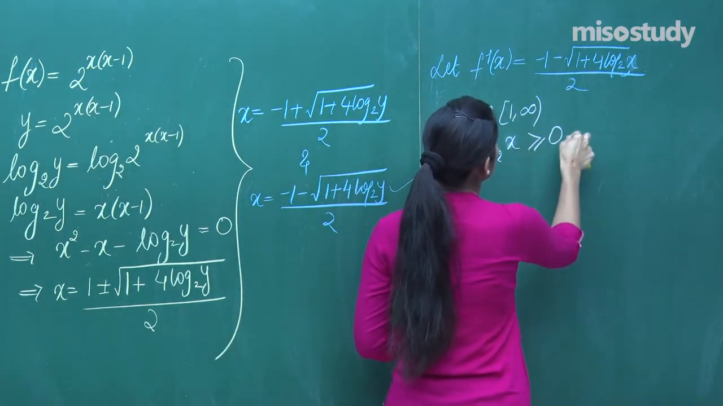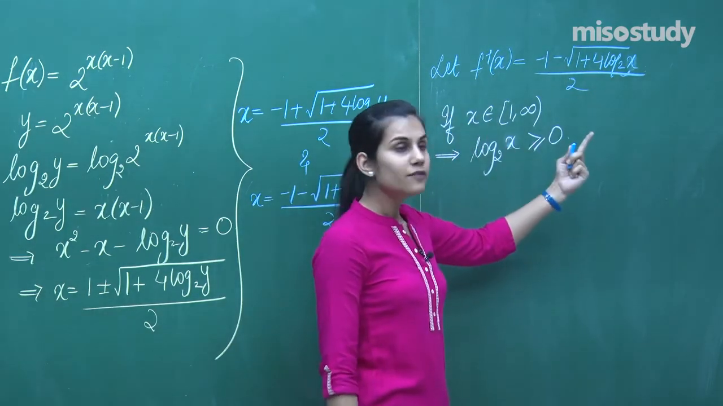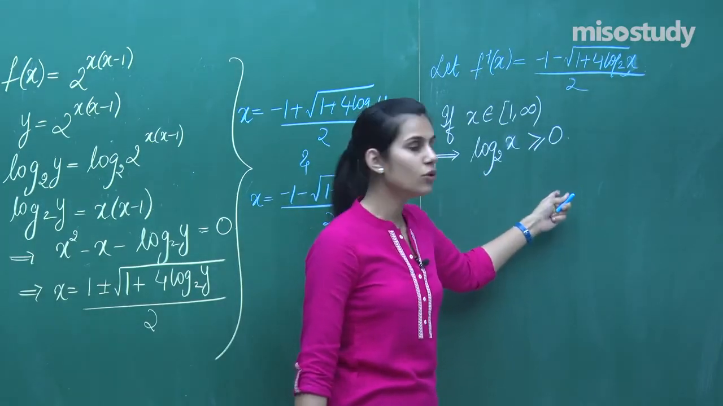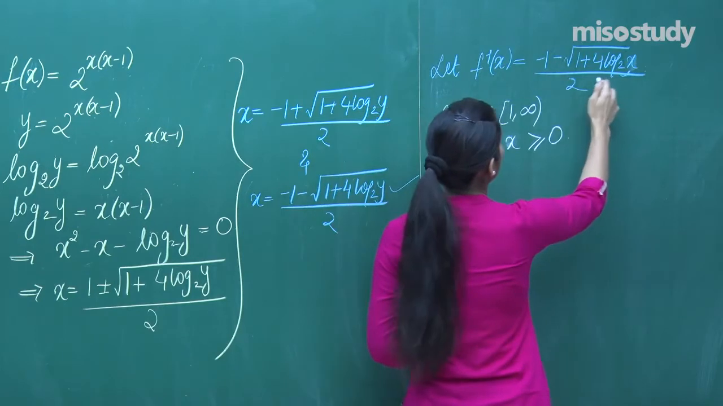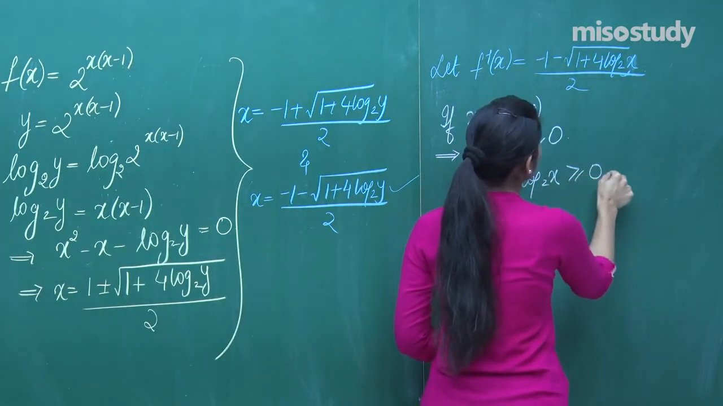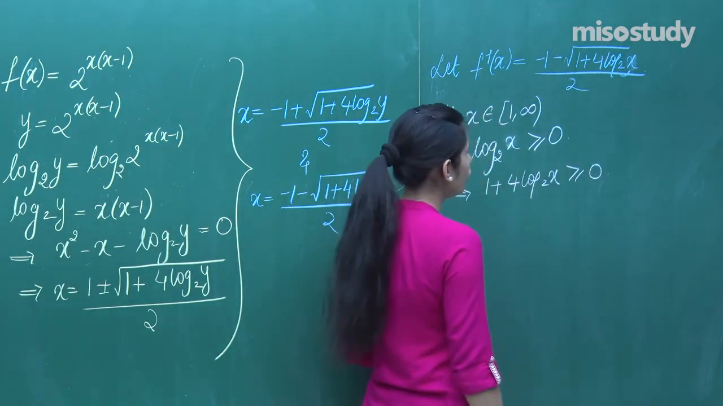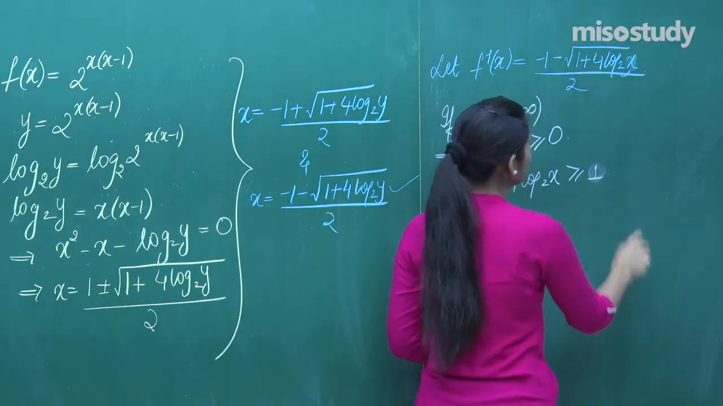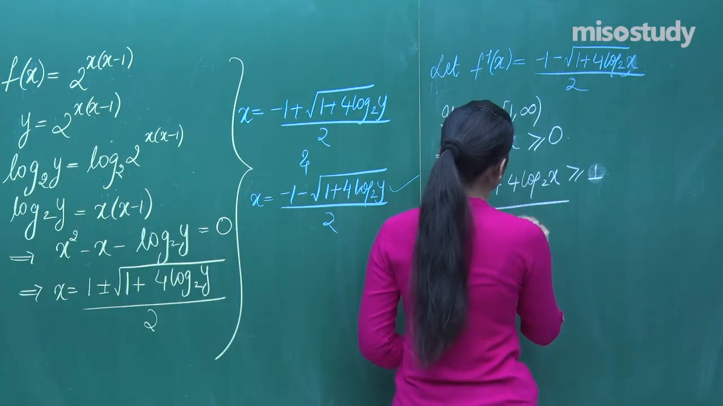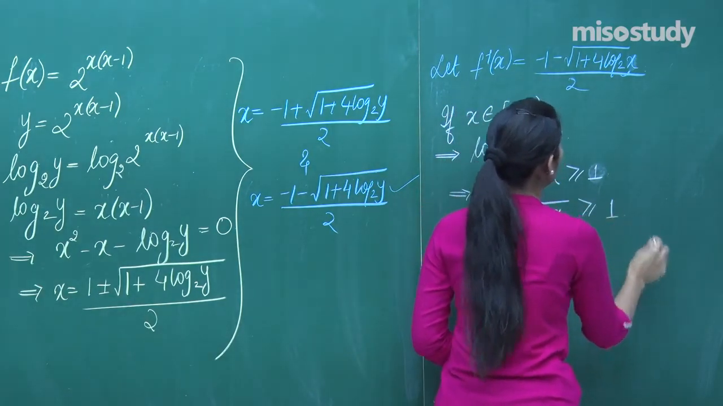You know that log x is greater than or equal to 0. Log 1 is 0, log is an increasing function, x is greater than or equal to 1, so log x is greater than or equal to log 1, which is 0. 4 log x to the base 2 is greater than or equal to 4 times 0, which is 0. 1 plus 4 log x should be greater than or equal to 1. Then √(1 + 4 log x to the base 2) is greater than or equal to √1, which is 1.